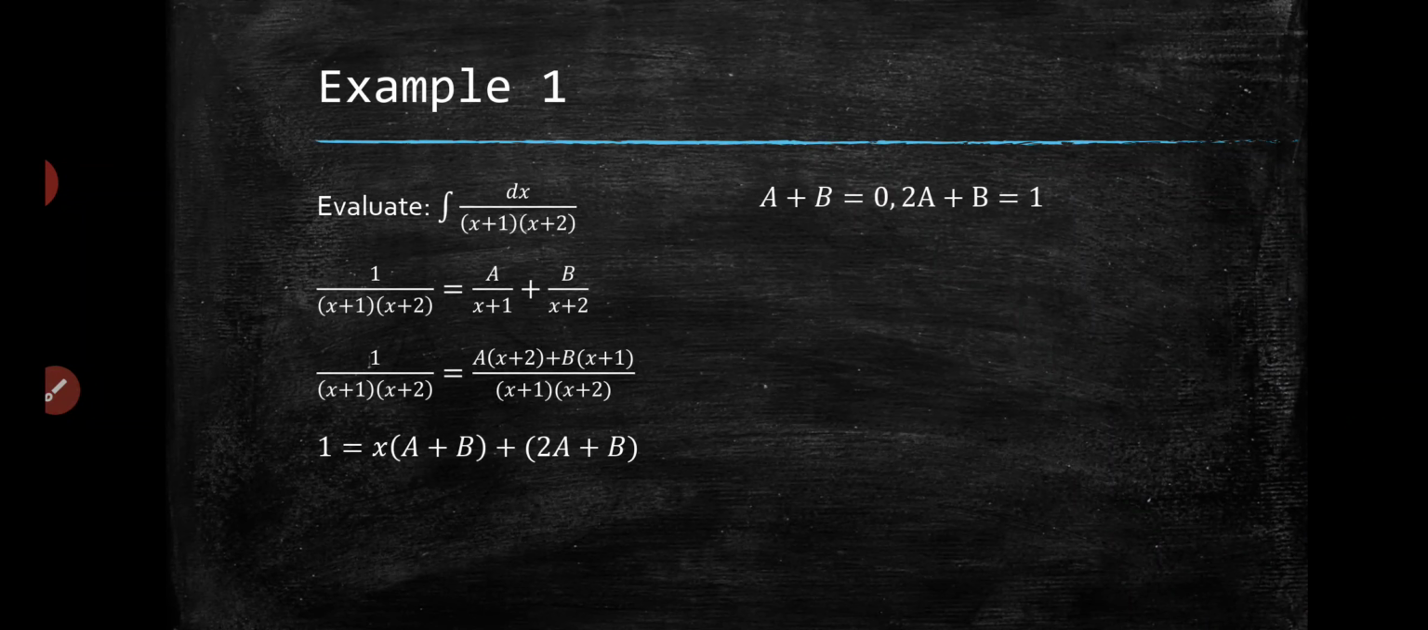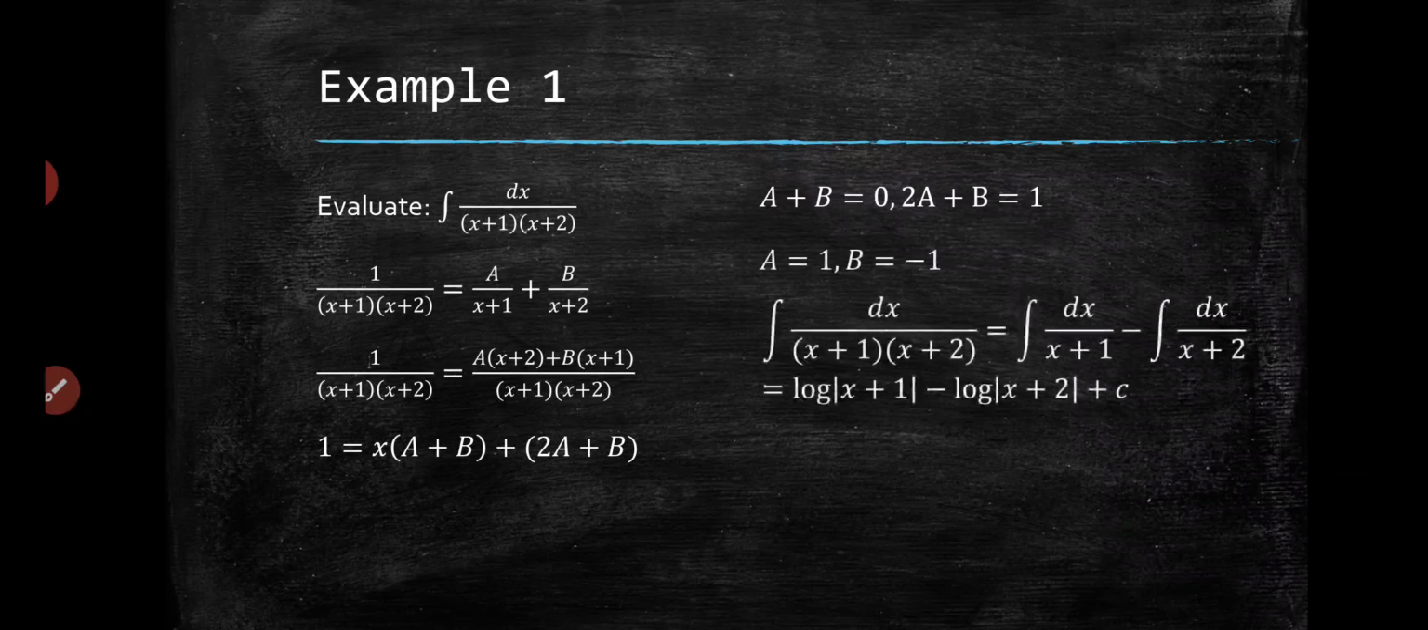Now solving these two equations, we get a as 1 and b as minus 1. That is something which we actually found out by inspection only. So for this problem, doing the inspection is easy, but for other problems it may not be. So now I can write dx by (x plus 1)(x plus 2) as dx by x plus 1 minus dx by x plus 2.